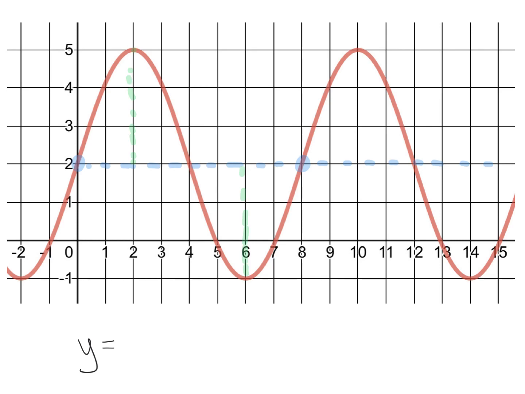Now, simply, all we do here is we want to write the equation. So first of all, we know we went up 1, 2, 3. So the first number here is 3, because that is your amplitude.